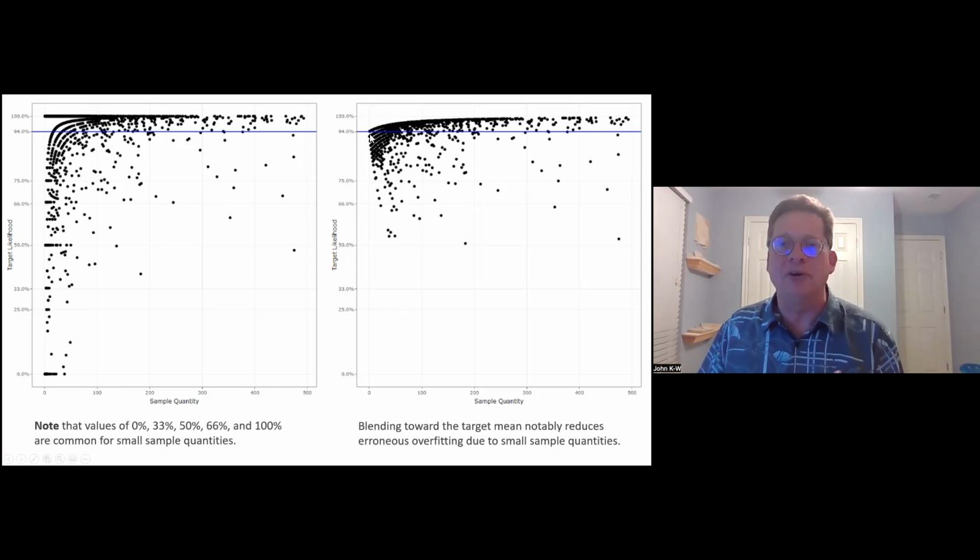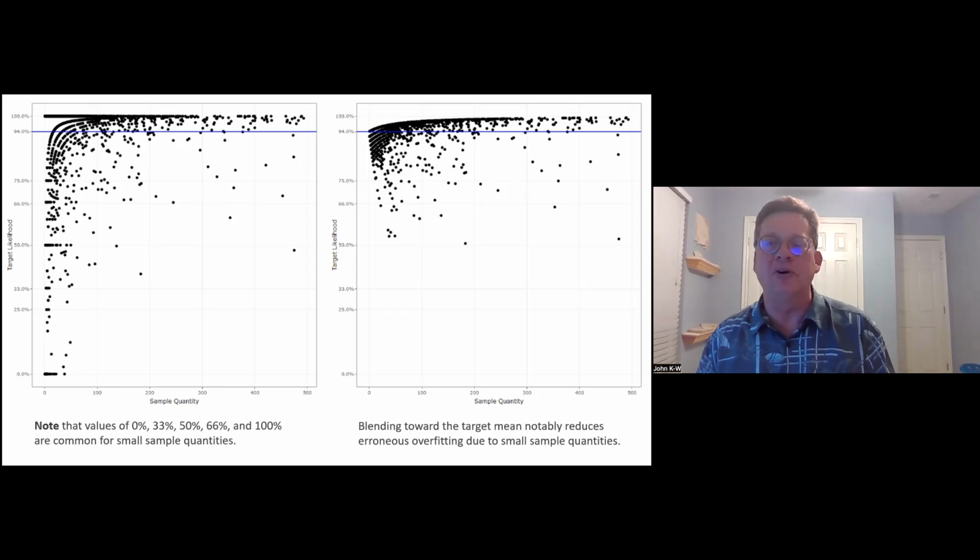So that same method of adding in those proxies for the means reduces the likelihood of being at 0% down here or 100% up here. And we can trust the samples of the data a little bit more with using this method for target encoding with proxy voting, or referred to as smoothing, blending, or shrinkage.